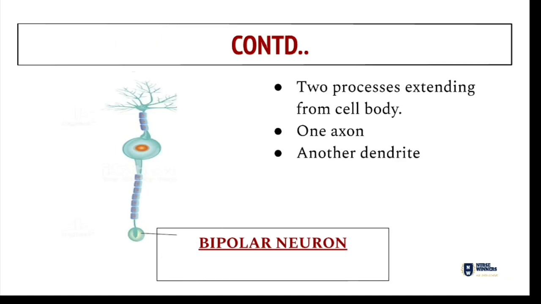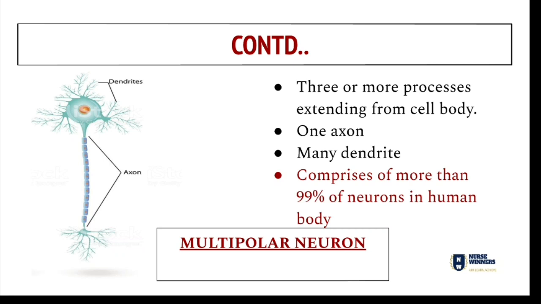Whereas the second type is known as bipolar. Again let us split the word into two, bi plus polar. Bi means two. So there are two poles, or two processes, extending from the cell body. When you look at the diagram, there is a rounded structure, that is the cell body, and two stems are arising from it. So it is a bipolar neuron. In this diagram you can see one is an axon and another is a dendrite. So there are two processes, hence we call it a bipolar neuron.